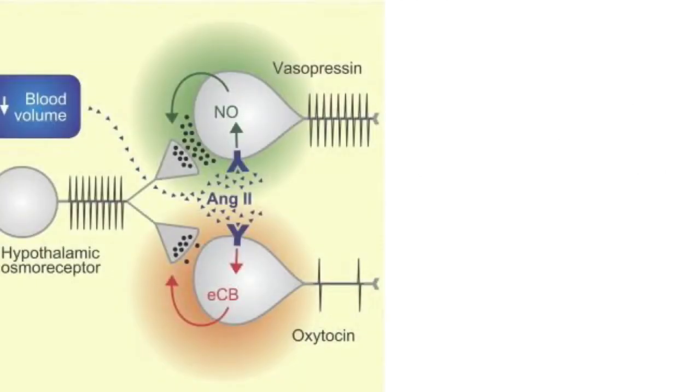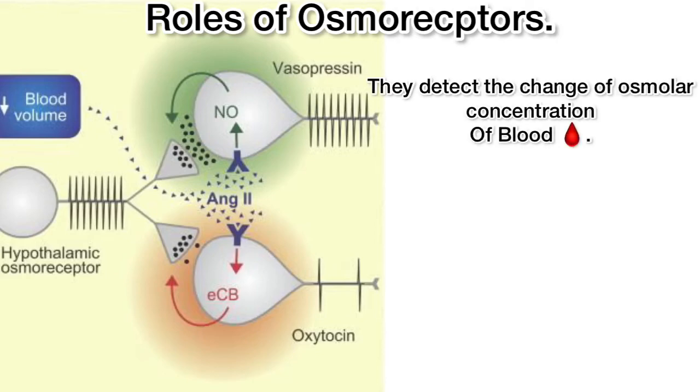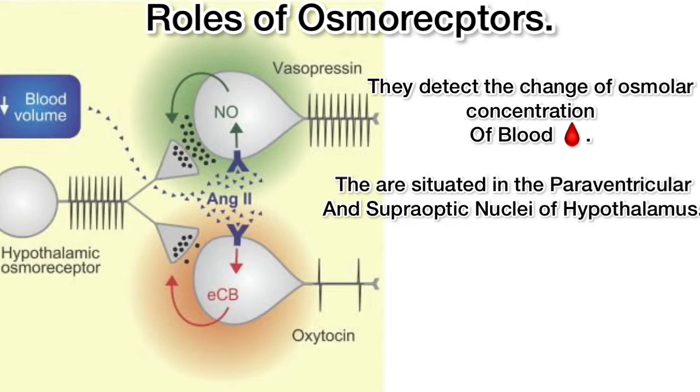Let's talk shortly on the roles of osmoreceptors. Osmoreceptors are those receptors that give responses whenever there is a change in the osmolar concentration of blood. So once there is a slight change in osmolar concentration of blood, it is these osmoreceptors that give the response. These osmoreceptors are situated near the paraventricular nuclei and the supraoptic nuclei. Remember that these nuclei are located in the hypothalamus.